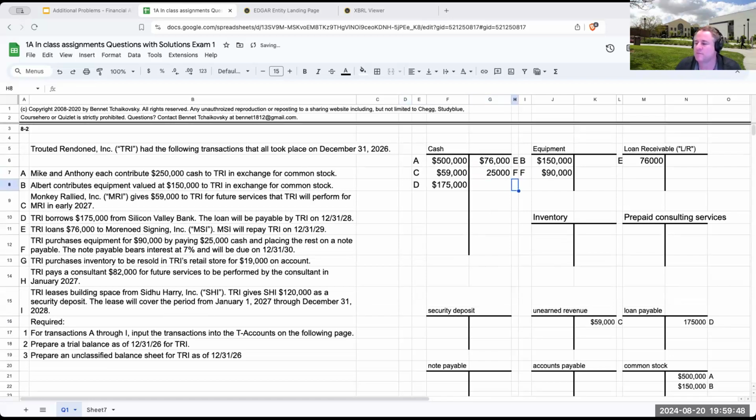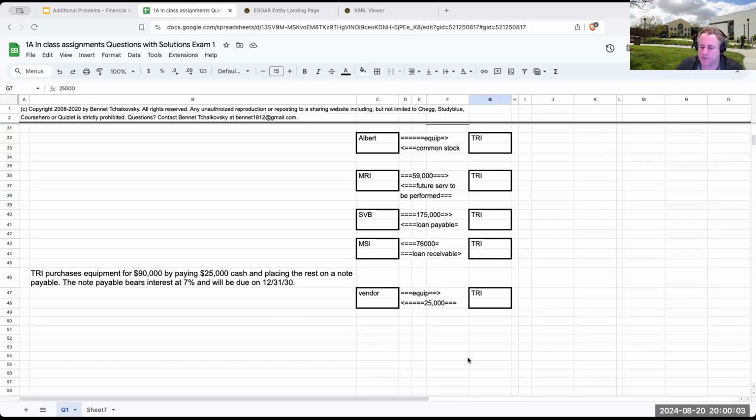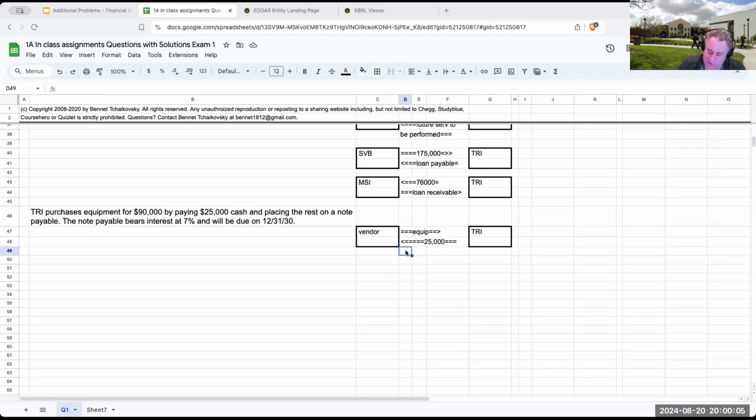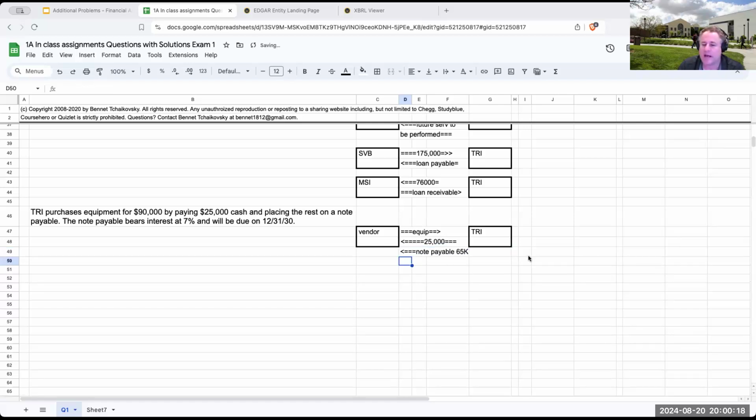However, what's my problem so far? I have 90,000 in debits and I have 25,000 in credits. And so my transaction is out of balance. So what I need to do to balance is it says the rest will be placed on a note payable for 65,000. Now, how did I get the 65?